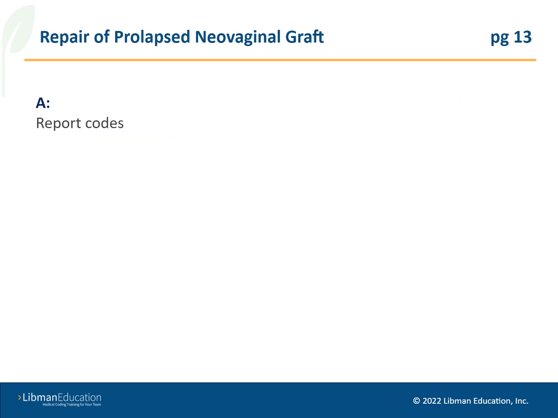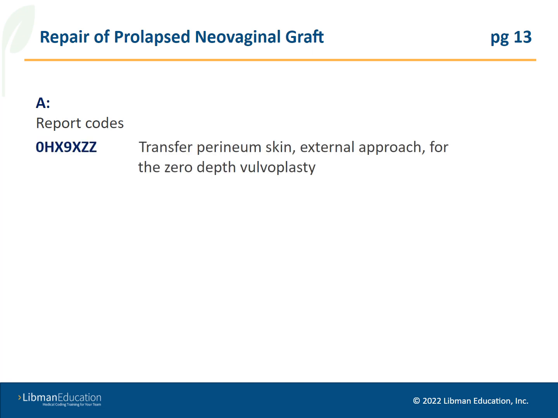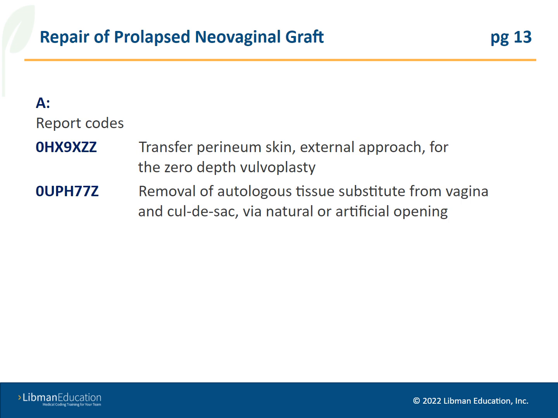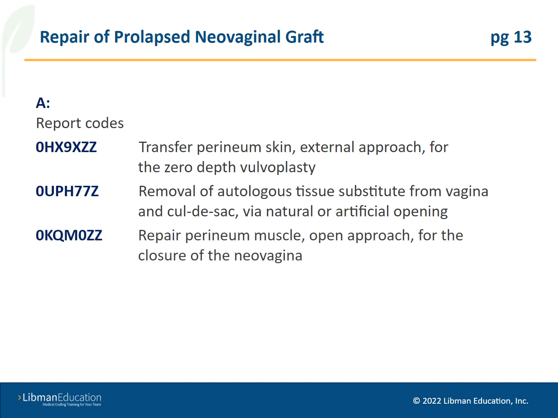Coding Clinic advises to report codes 0HX9XZZ, Transfer perineum skin, external approach, for the zero-depth vulvoplasty, 0UPH77Z, Removal of autologous tissue substitute from vagina and cul-de-sac via natural or artificial opening, and 0KQM0ZZ, Repair perineum muscle, open approach, for the closure of the neovagina.